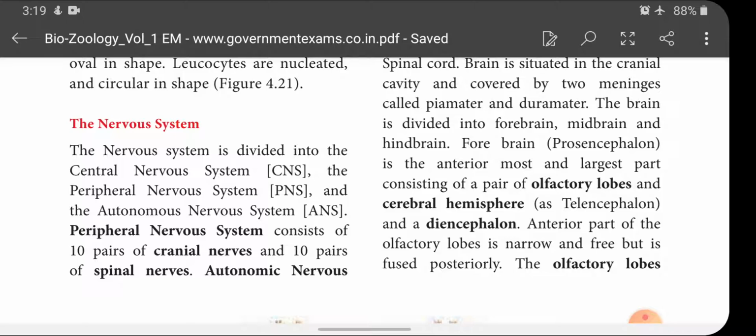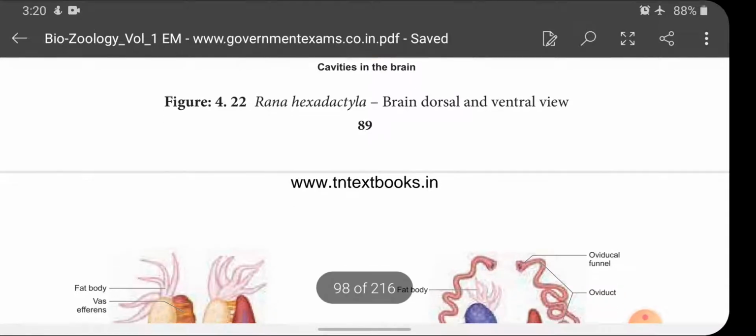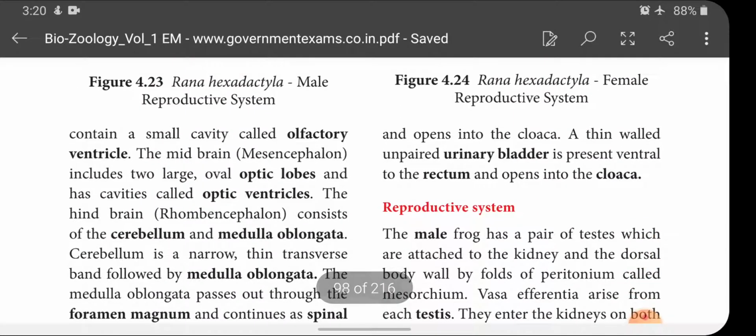So the brain is divided into three regions: forebrain, midbrain, and hindbrain. Forebrain, otherwise called as prosencephalon, is the largest part. It is divided into three regions: olfactory lobes, cerebral hemisphere, and diencephalon. Anterior part of the olfactory lobe is narrow and free but is fused posteriorly. The olfactory lobes, please refer the diagram, children, contain a small cavity called olfactory ventricle.